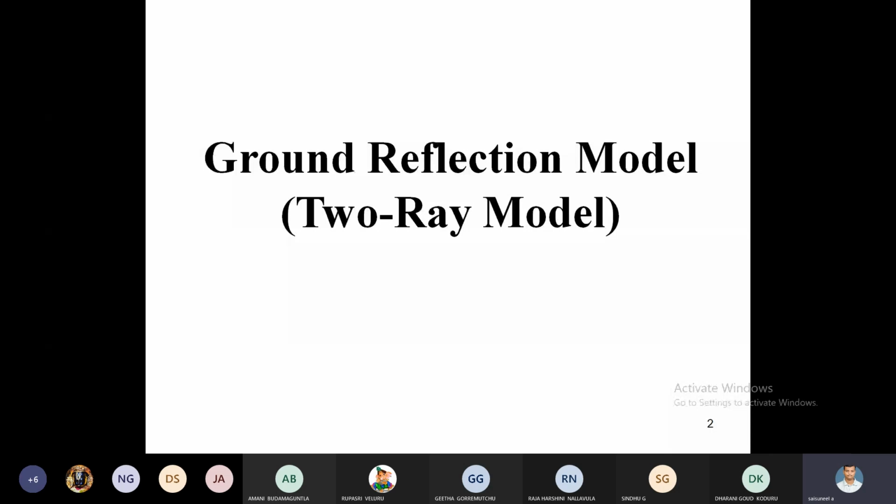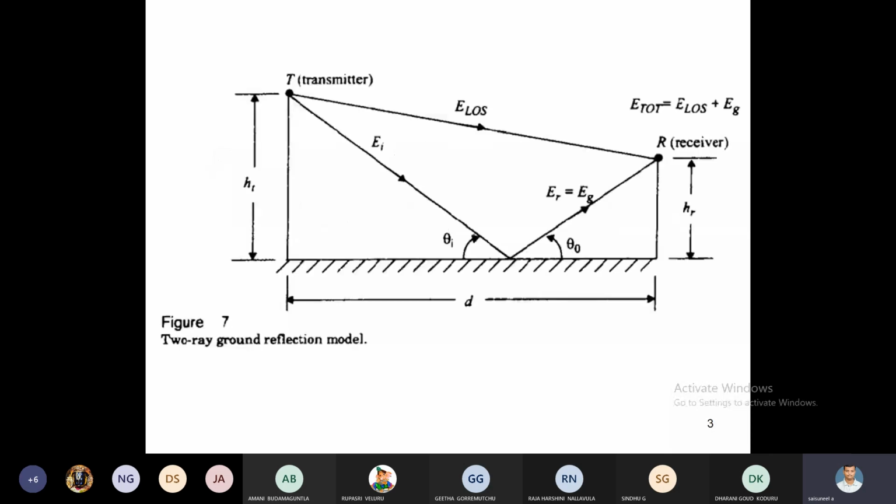See this one, a two-ray ground reflection model. This is the transmitter, this is the receiver. The height of the transmitter is HT. The height of the receiver is HR. The distance between transmitter and receiver is D. We have to consider two paths from transmitter to receiver: one is the line of sight path, and one is the ground reflection path.